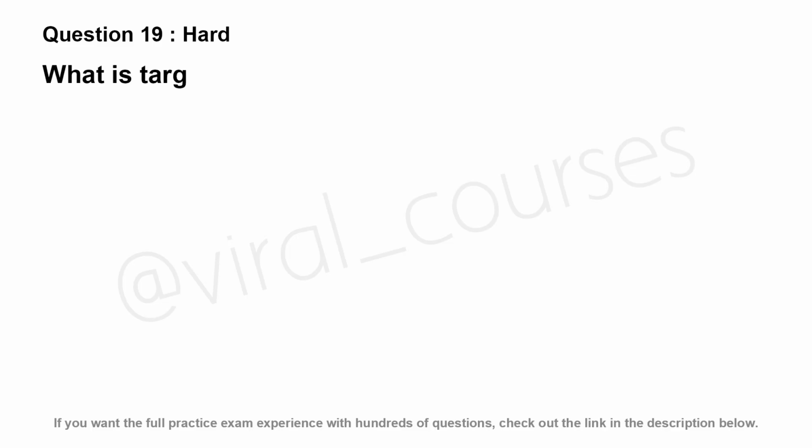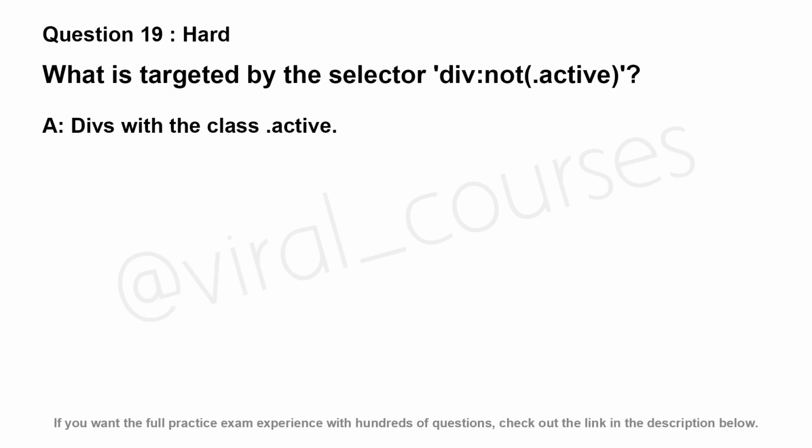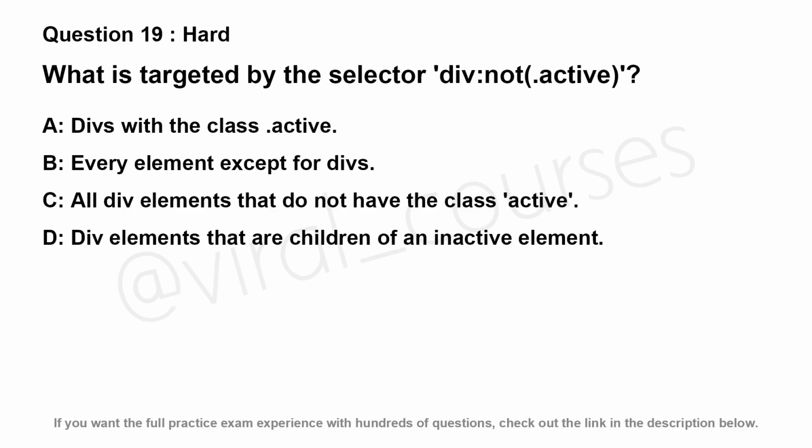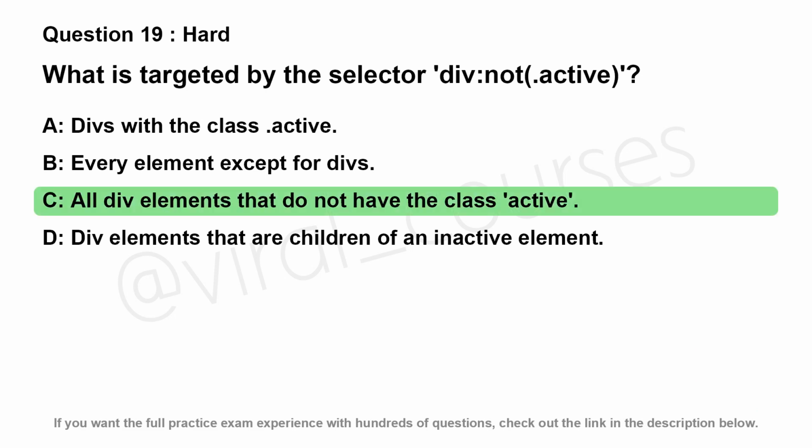What is targeted by the selector div:not(.active)? Option A, divs with the class active. Option B, every element except for divs. Option C, all div elements that do not have the class active. Option D, div elements that are children of an inactive element. The correct answer is C.